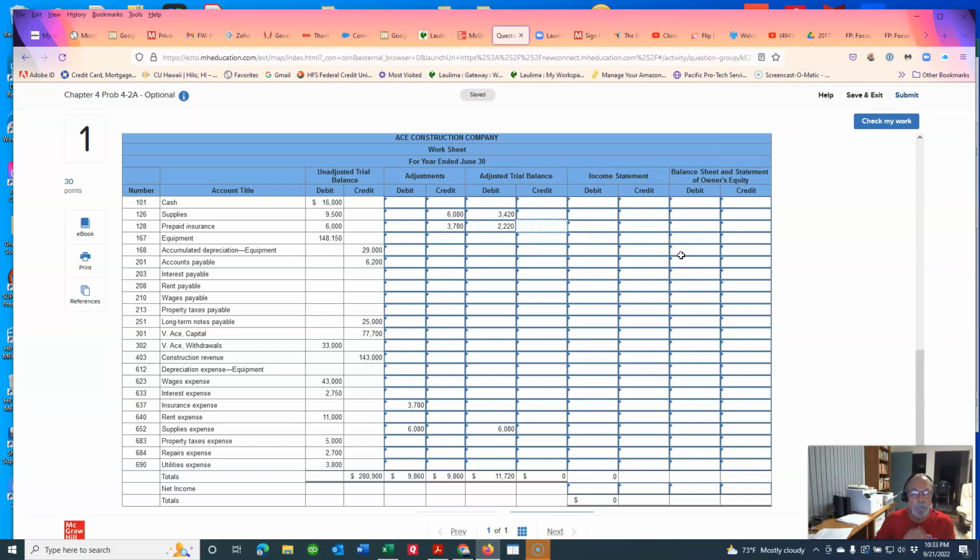In our adjusted trial balance column, our insurance expense has a beginning balance of 0, and we're adding the expired insurance of $37.80 to come up with an ending balance for insurance expense of $37.80.